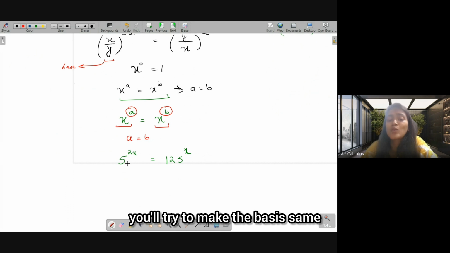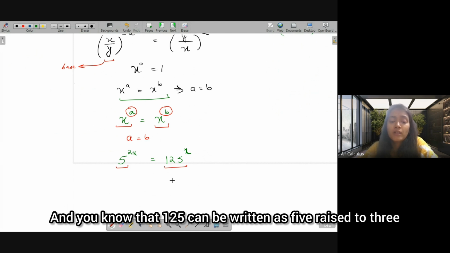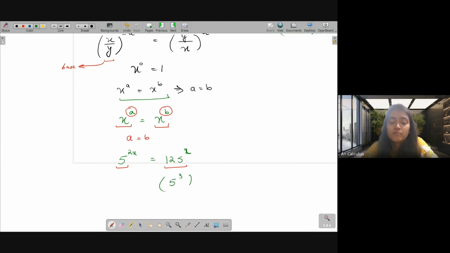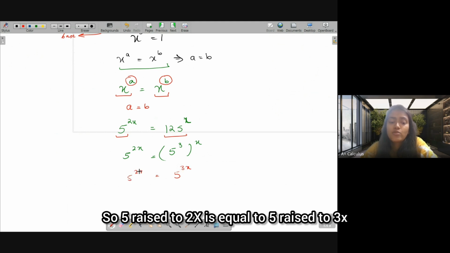So what you'll do is try to make the bases the same. Here the base is 5, and here the base is 125. And you know that 125 can be written as 5 raised to 3. If you apply the power rule, you'll get 5 raised to 3x. So 5 raised to 2x is equal to 5 raised to 3x.